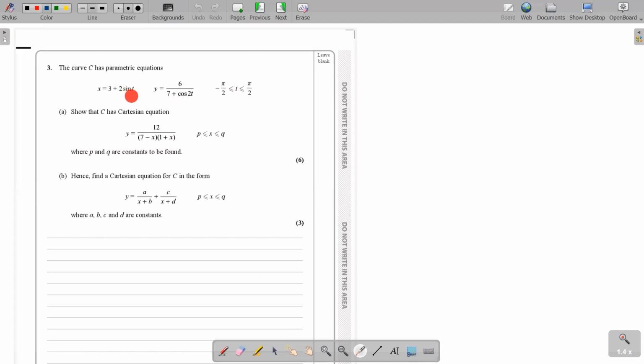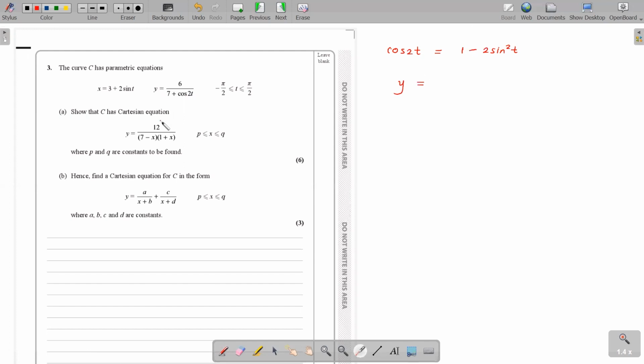For cos 2t, do you remember we have the cos double angle rule in terms of sine? What's the equation for cos 2t? There are three equations for cos 2t. The relevant one here is cos 2t equals 1 minus 2 sine squared t. Let's input that value here, y equals.